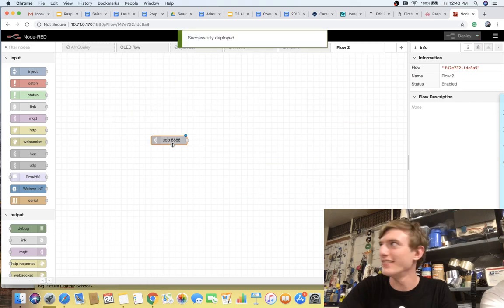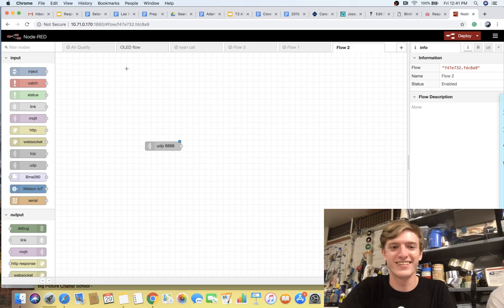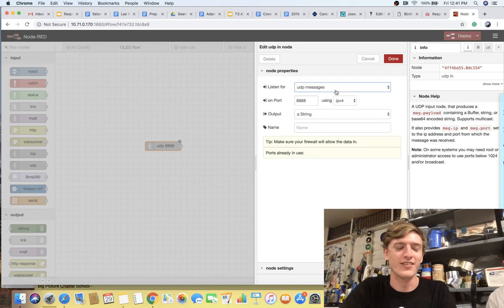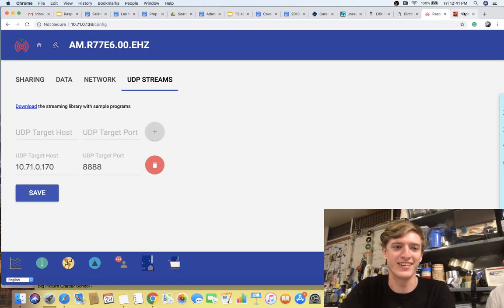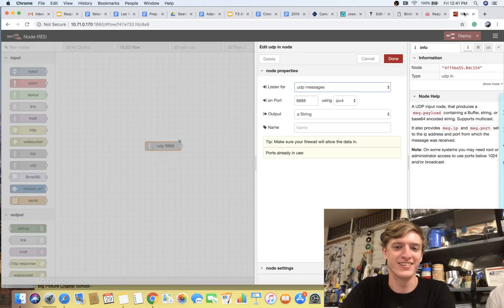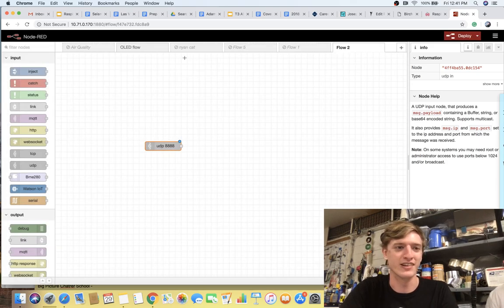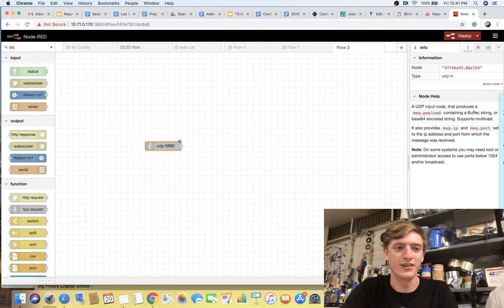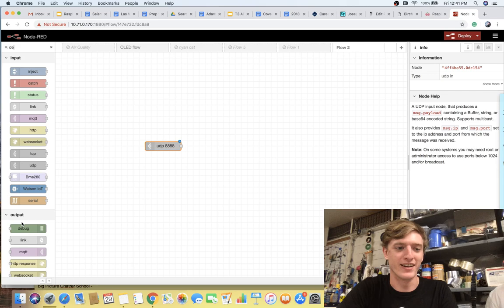So here we have a UDP in node. All this node does is it takes any UDP messages which arrive on this port, which is the same port we've told the Raspberry Shake to send data to, and it outputs the raw message that it receives as a string. If we pull in a debug node here, then we can actually see what data the Shake is sending to this Pi and how the Pi is receiving it.